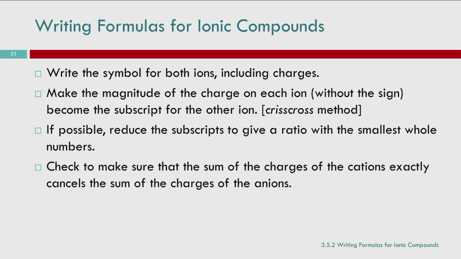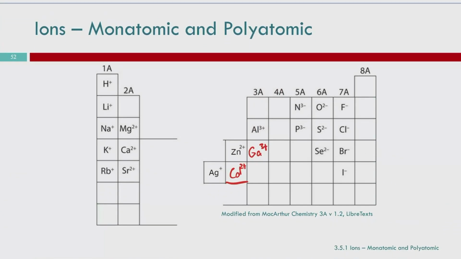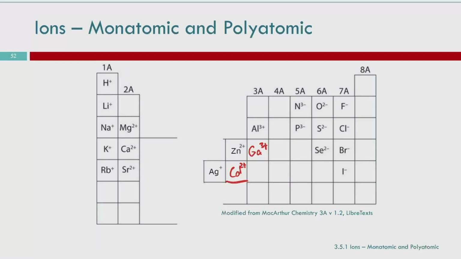Okay, so we left off last class looking at a bunch of monoatomic ions. These are ones that you can find on your periodic table. You have to have all of these memorized. But we talked about ways that you can have them memorized, right?